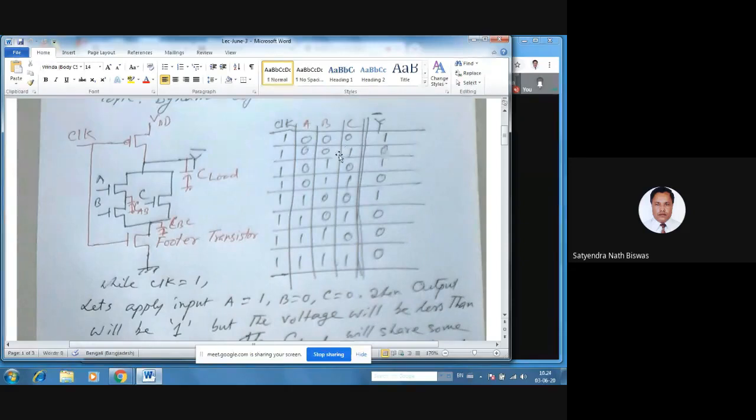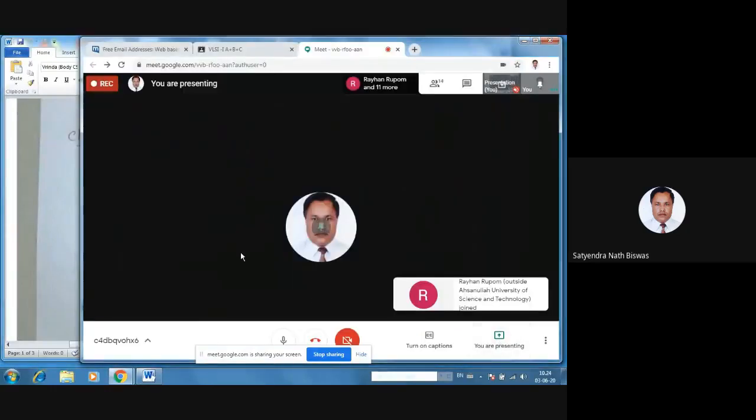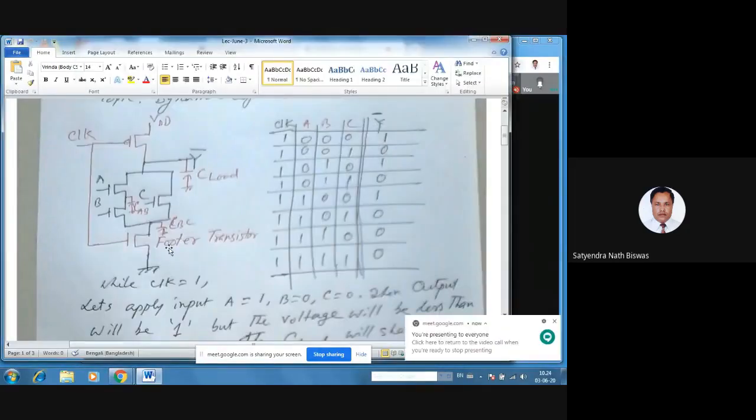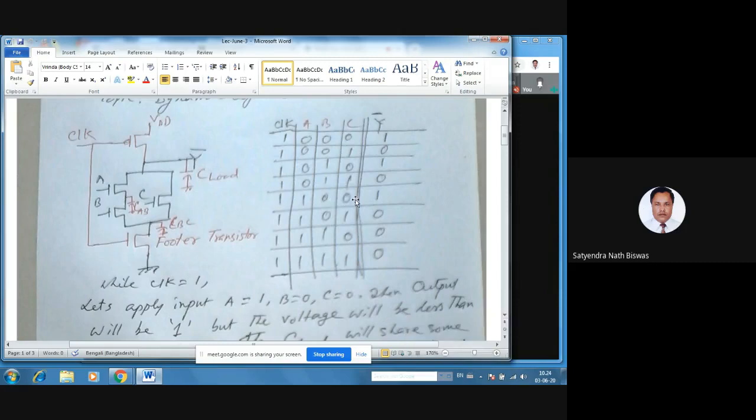for this circuit, the same circuit as yesterday, and you see when we have, let's say, the fifth input condition. Let's say A is equal to 1, B equal to 0, and C equal to 0, and the clock, of course, is 1. At this time, the output is 1 and Y bar will be 1 because the capacitor is fully charged.